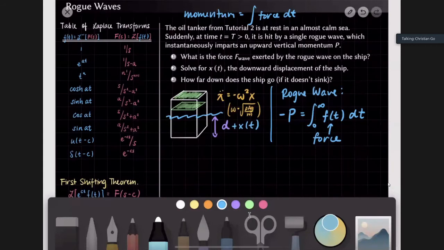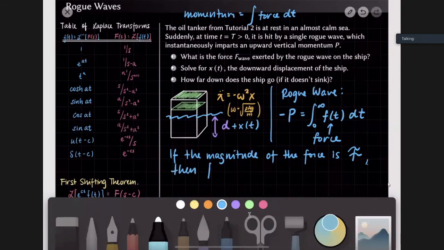What is our expression for this force? We don't know what its magnitude is, so let's give the magnitude its own letter. Let's use script F as the magnitude of the force. Then what does the instantaneous application tell me? It means that script F only gets activated at time big T and then gets removed immediately. Then your force is going to be script F. How do I account for something that's activated and deactivated all of a sudden? Dirac delta at time big T. Okay.